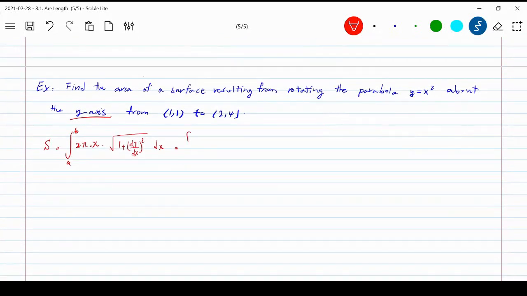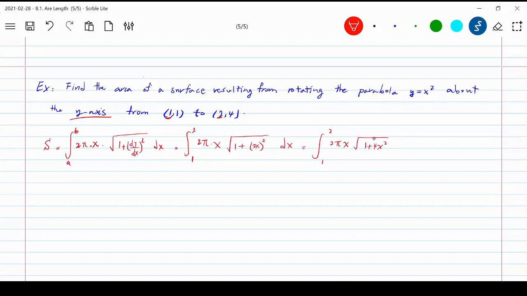Okay, so a and b. A is given from 1, 1 to 2, 4. We only care about the x values. The boundaries are depending on x. So from 1 to 2, 2 pi times x times square root of 1 plus, we just need to figure out what is dy over dx. dy over dx is simply 2x, squared, dx. And this is not complicated anymore. 1 to 2, 2 pi x square root of 1 plus 4x squared.